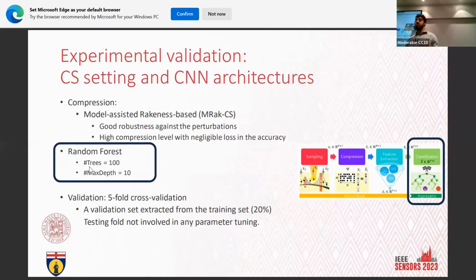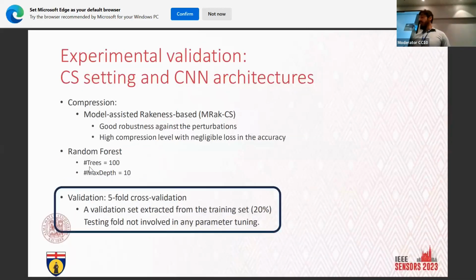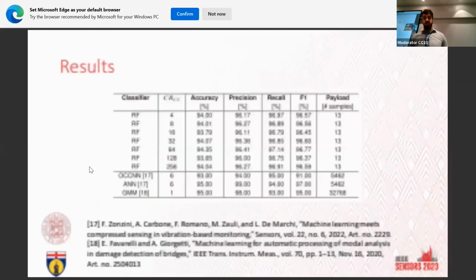For the classification, we used random forest. Why random forest? Because it's a good solution. But of course, you can try different models. This is not the point. I'm not presenting the random forest. I'm presenting the idea of working on the compressed domain. And for the validation, we used a standard 5-fold cross-validation that allowed us to always have a fresh test set that has not been employed for tuning any of our parameters.